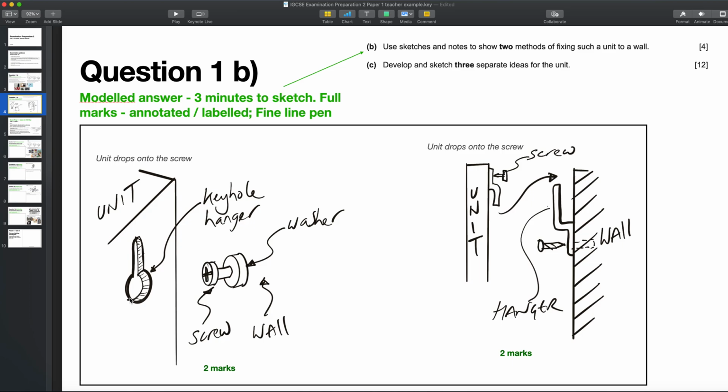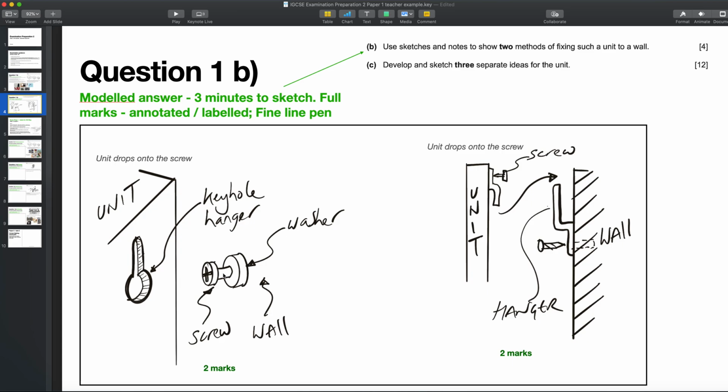Okay, this works by having a larger hole at the bottom with a small channel that goes up. This is a very common way to join things onto a wall. So this is the unit, this is a keyhole hanger, and then this is a screw with a washer.